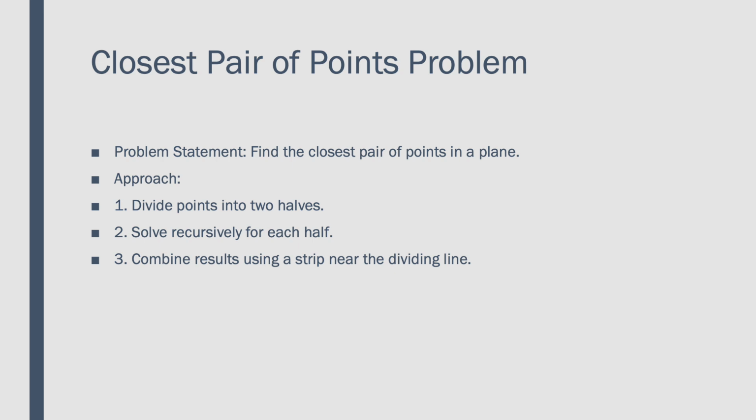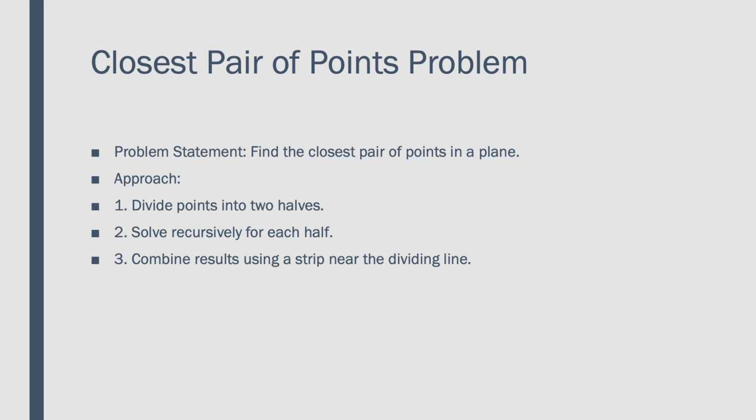So we will first do divide. We'll sort the points by their x coordinates. Then we recursively divide the set of points into two equal halves by a vertical line. Then recursively find the closest pair in each half. This results in two minimum distances, d1 for the left side and d2 for the right side. The minimum of these two, d equals minimum of d1, d2, becomes our temporary closest distance.